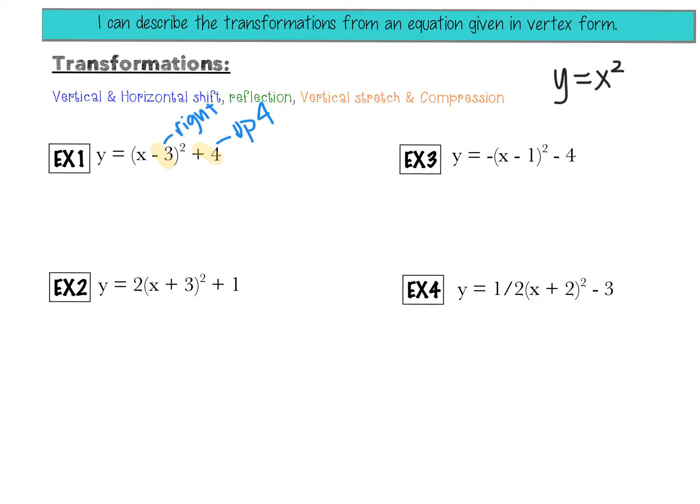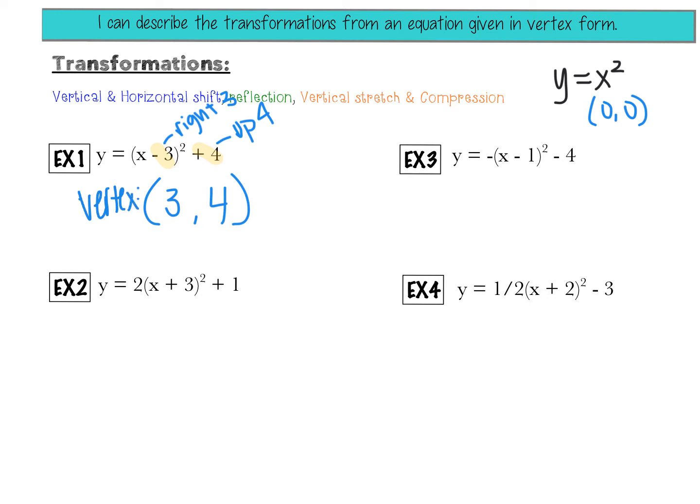So the next question is, where is the vertex? The vertex of the parent graph is at 0, 0. It always starts at 0, 0, the origin. So if my graph is shifting right 3 and up 4, every point is moving right 3, up 4. Well, if the vertex is at 0, 0 and I shift it right 3, that means the x is changing by 3. And every point is going up 4, so 0, 0 will become 3, 4 as my vertex.